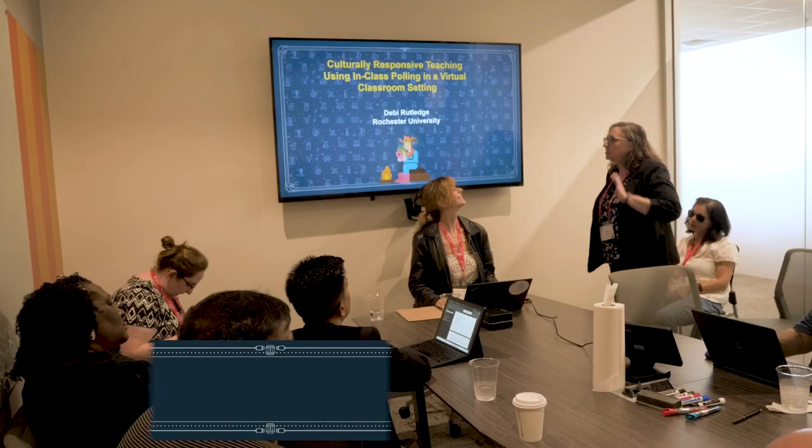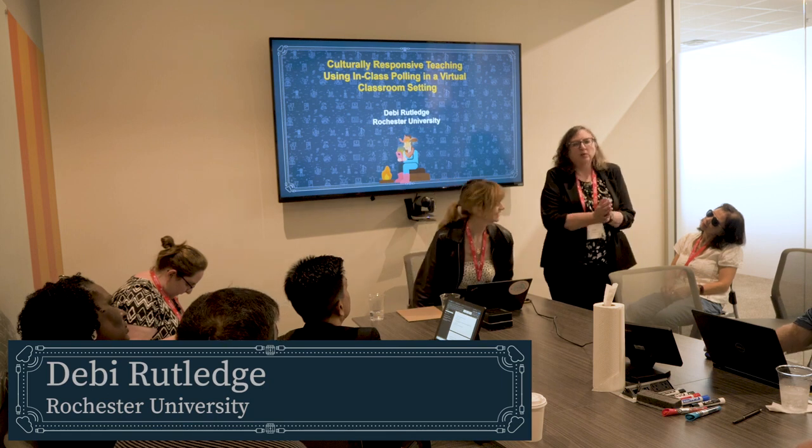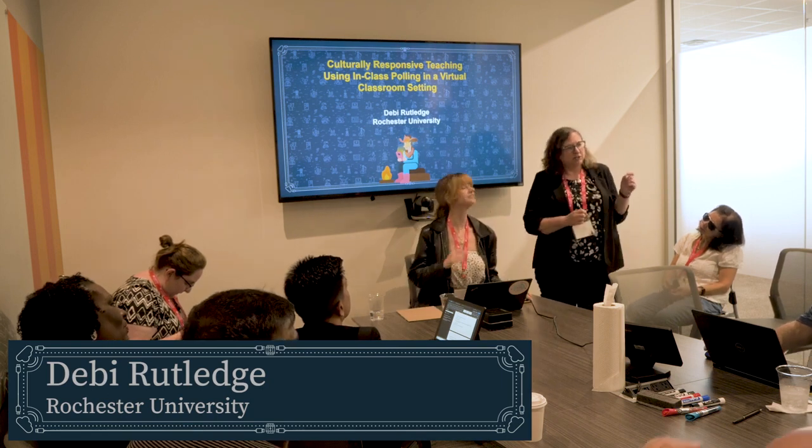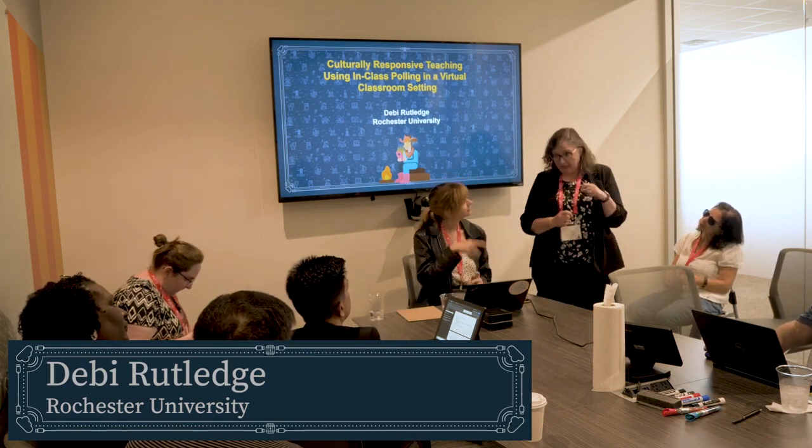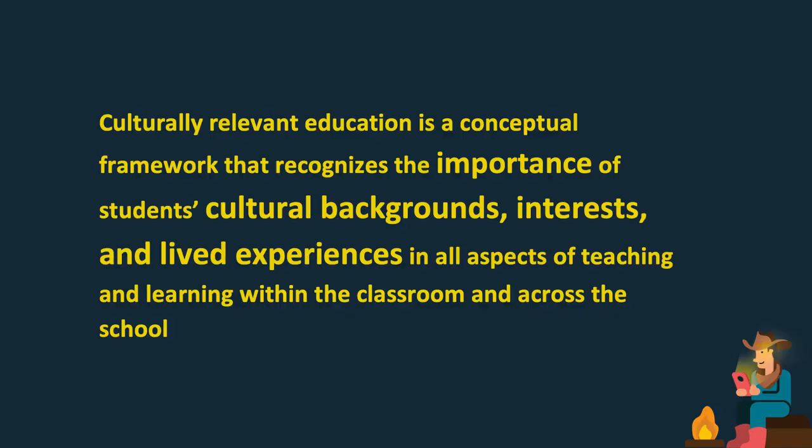I am Debi Rutledge. I am the Director of Academic Support and Retention at Rochester University in Rochester Hills, Michigan. So not the University of Rochester. We're a small private institution, total students about 1,200. Go ahead, Madeline. And I loved the definition that Ying provided.